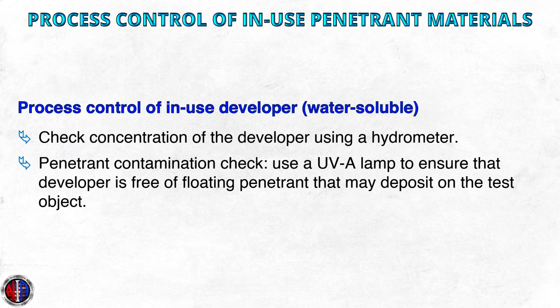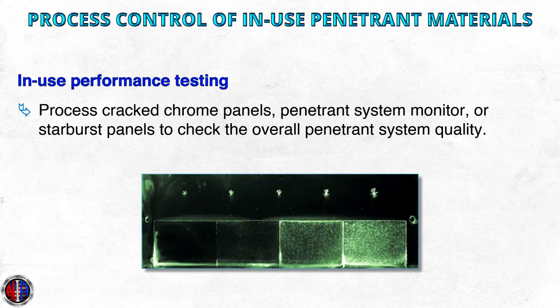Process control for in-use developer, water soluble. Check the concentration of the developer using a hydrometer. Penetrant contamination check. Use a UVA lamp to ensure that the developer is free of floating penetrant that may deposit on the test object. In-use performance tests. Process cracked chrome panels, penetrant system monitor, or starburst panels to check the overall penetrant system quality.